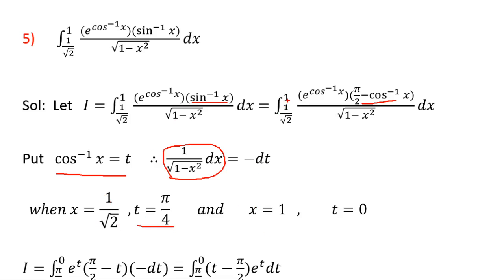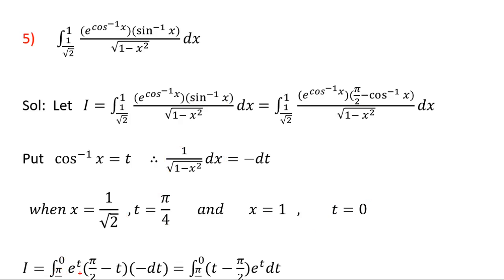Upper limit of x is 1. So when I put x is equal to 1, I get cos inverse 1. Cos inverse 1 is 0 because cos 0 is 1. So the upper limit of t is 0. The lower limit we have already calculated, pi by 4. So while writing this integral in the language of t, in place of 1 by root 2, we write pi by 4, and in place of this 1, we write 0, because when x is equal to 1, t is equal to 0. So these are the limits of t.